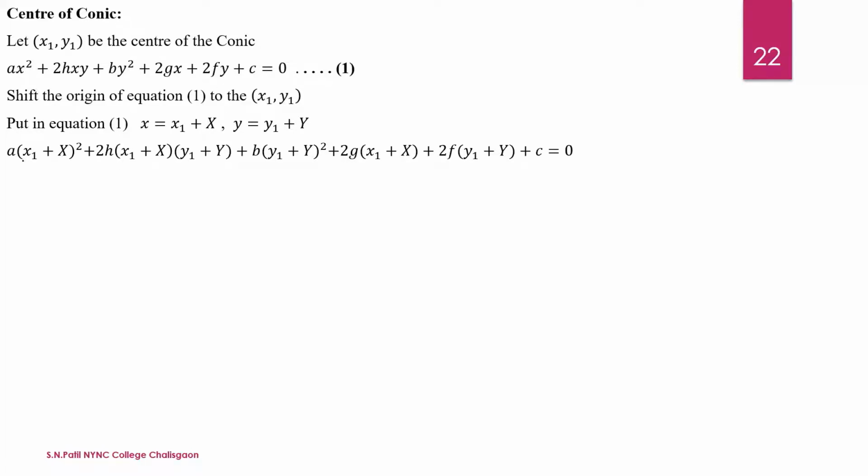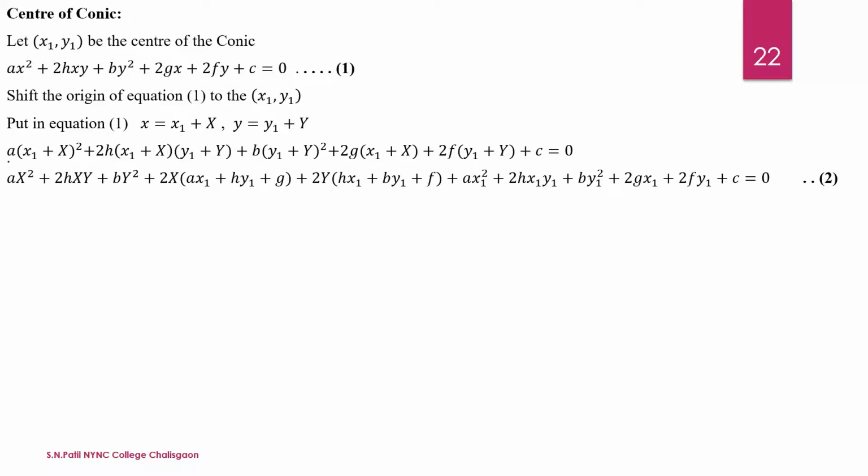Now simplify. This is like (a + b) whole square, this is (c + a + b) into (c + d). Now simplify the whole equation and construct the values of capital X square, capital XY, capital Y square, then construct the x1, y1 terms. So I'm constructing first the capital X square. Now capital X is common, capital Y is common, so in this way we get the equation.